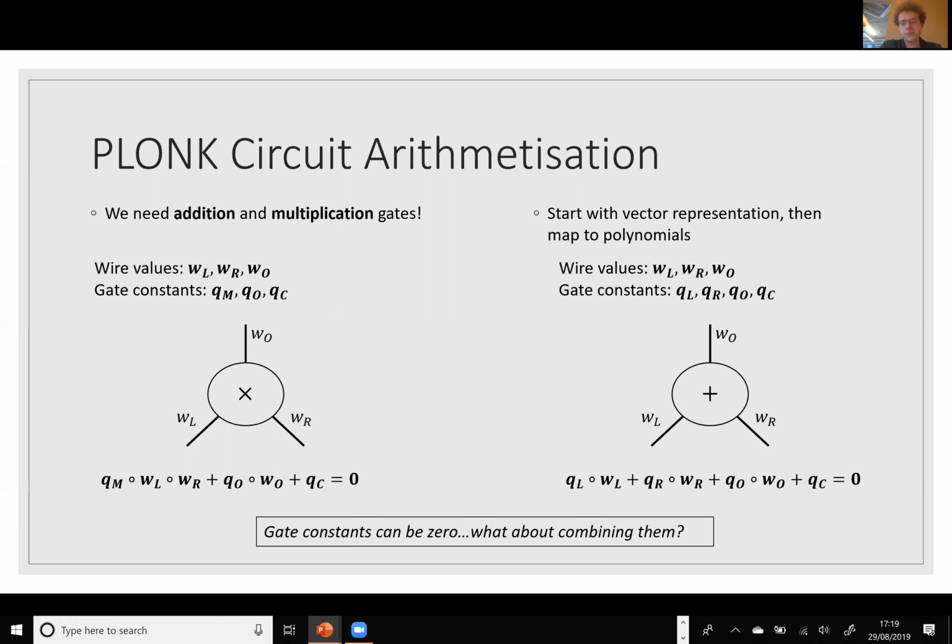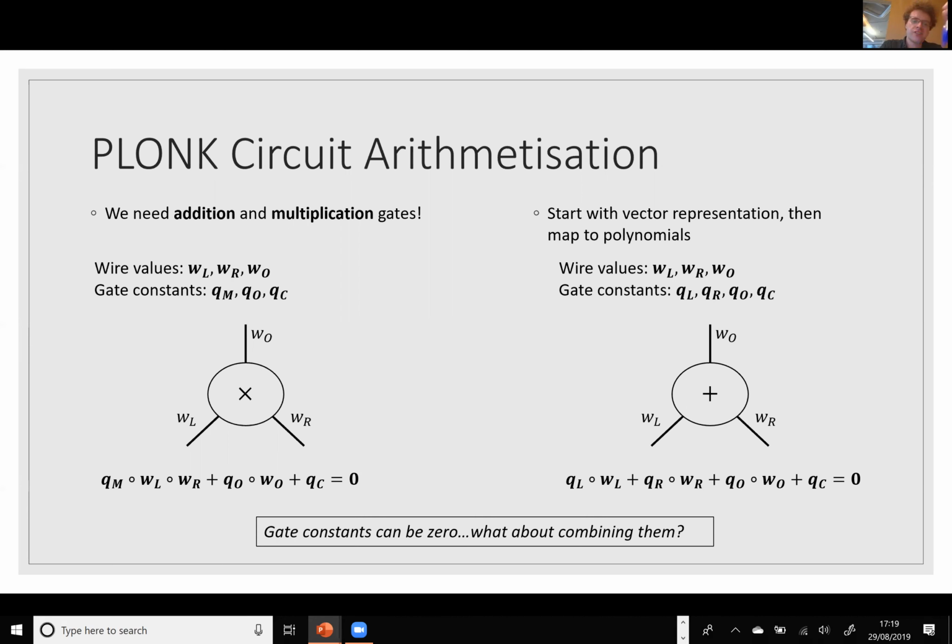The idea is we have these addition and multiplication gates that we need to construct a circuit out of. And so we can represent the wire values going into these gates as WL, WR, WO, and then we can also define vectors of these wire values. And similarly, if you want to create addition and multiplication gates via basic vector operations, so dot products, additions, you can do it with this concept of selector vectors.